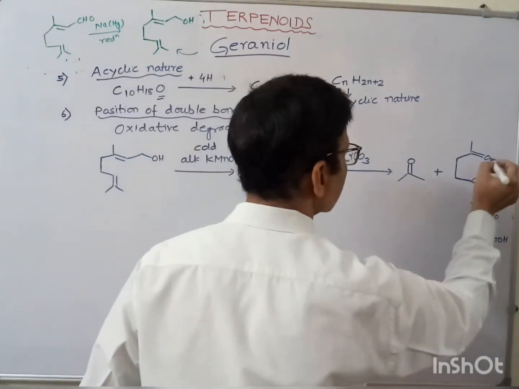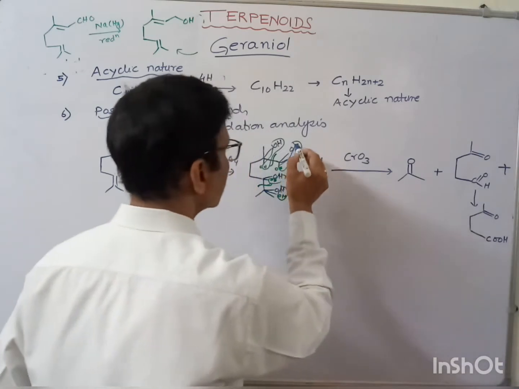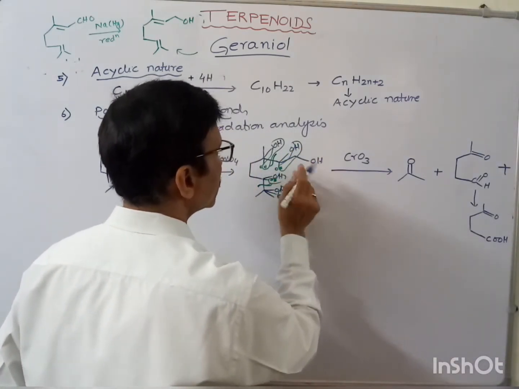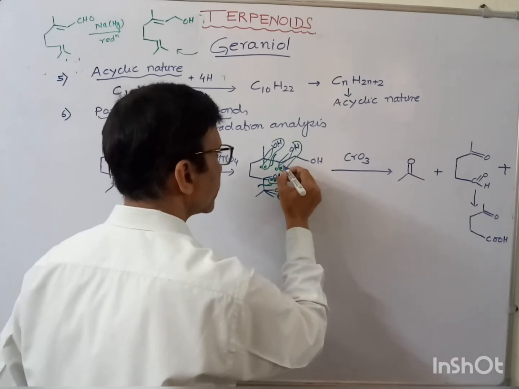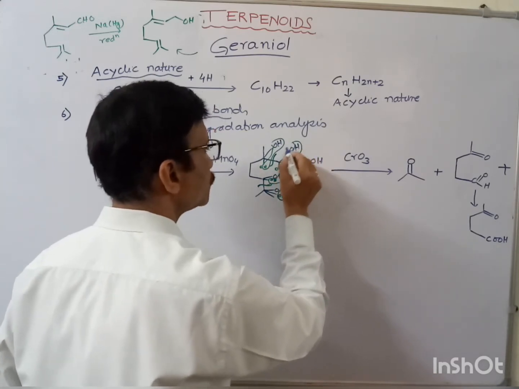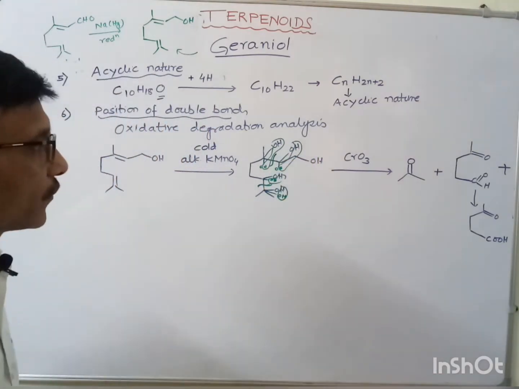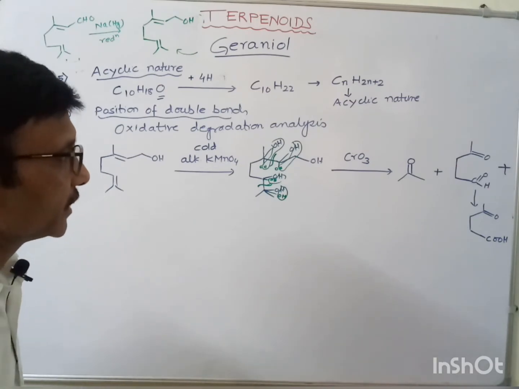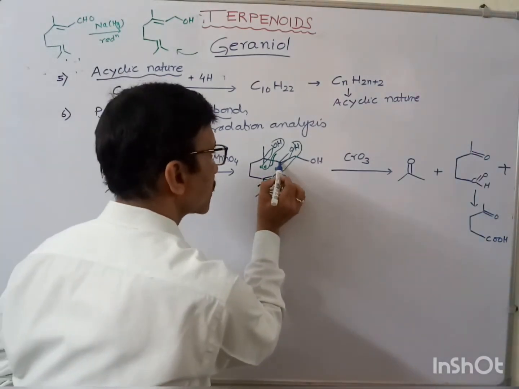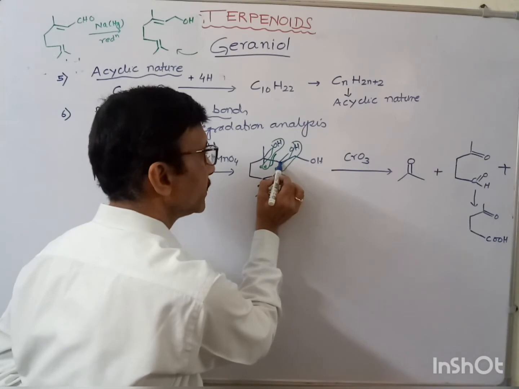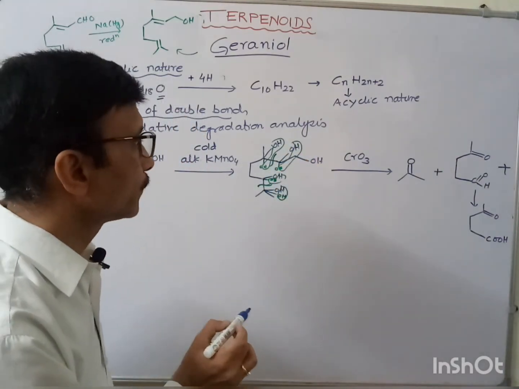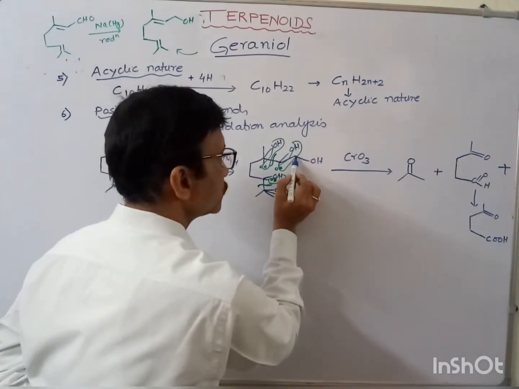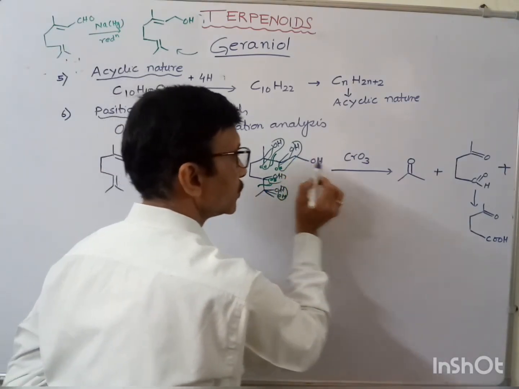And the next product that is formed is CH2OH, and this will be converted into, after the removal of H2O from here, we will get the CHO over here. So this carbon will be converted into aldehyde, and again after oxidation, that will be converted into COOH. This CH2OH is also converted into COOH.